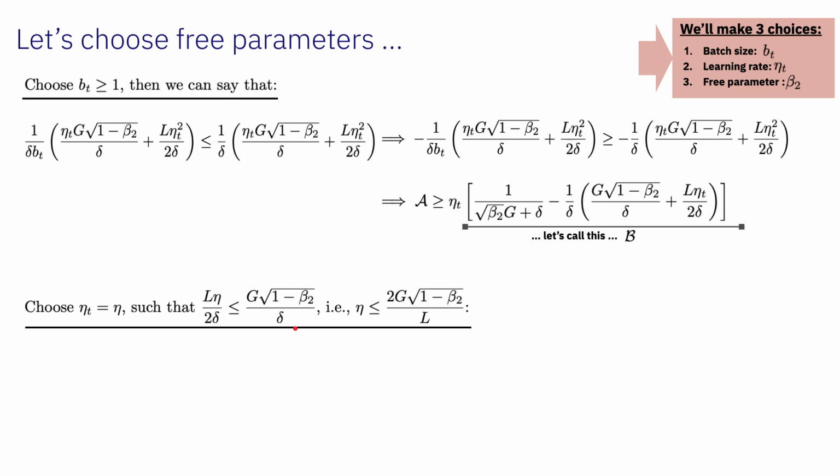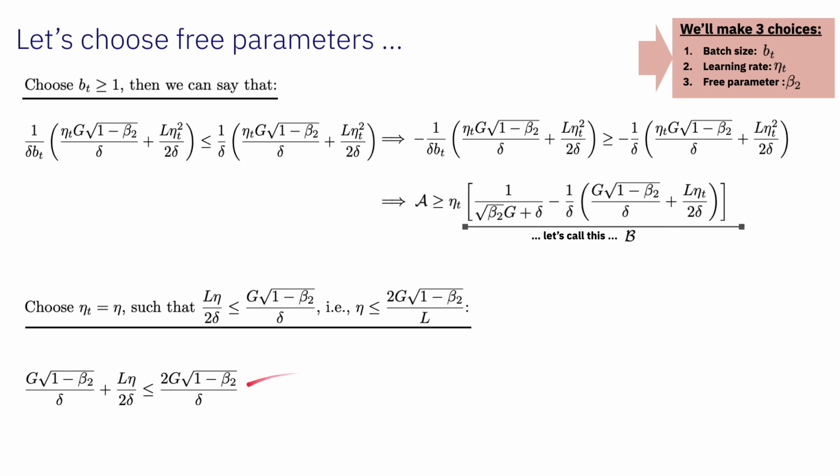What that will allow me to do is bound this term right here. Because see, these guys here are g square root of 1 minus beta 2 over delta, and then L eta over 2 delta, and doesn't have t because we chose it as a constant. If we choose eta to be less than this, then we can say something about this term and therefore about B altogether. Now, please notice that from this you can get eta. That's easy. We just cross multiply, deltas cancel out, 2g comes here, divide by L, you get eta. And that's what this equation says, right?